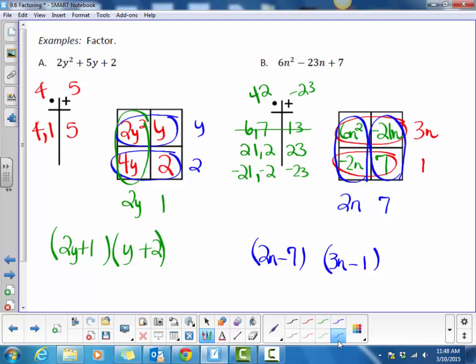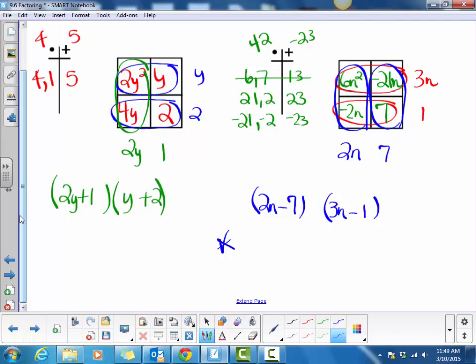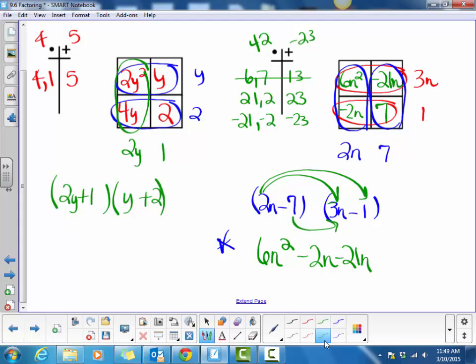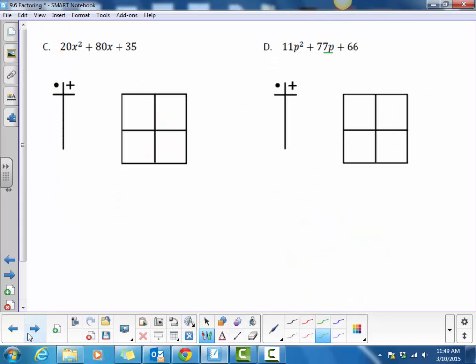How do we check it? FOIL. Okay, so let's check this one, because this one looks a little scary. So I have to FOIL it. 2n times 3n is 6n squared. 2n times a negative 1 is negative 2n. Negative 7 times 3n is negative 21n. And a negative 7 times a negative 1 is a positive 7. When I combine these, I end up with 6n squared minus 23n plus 7. Is that what I started with? Yeah. All right.